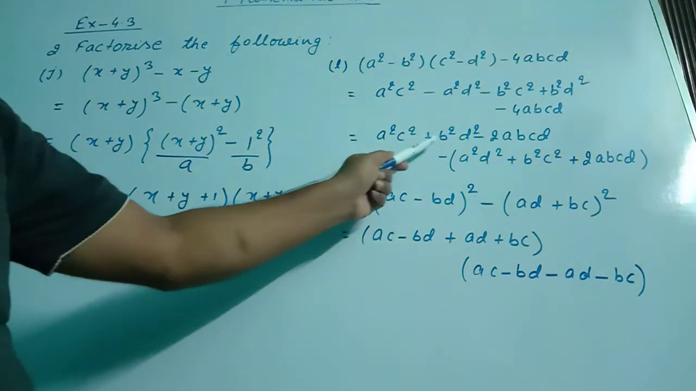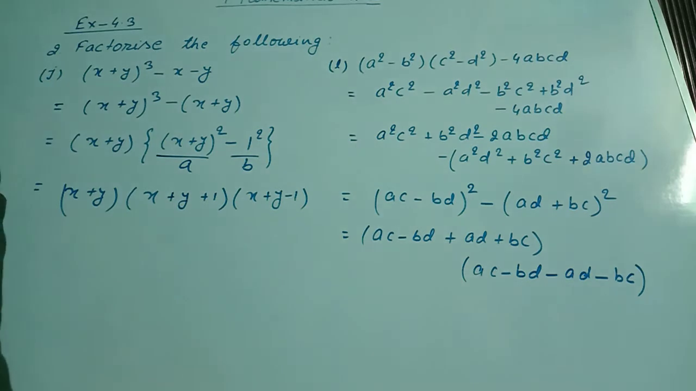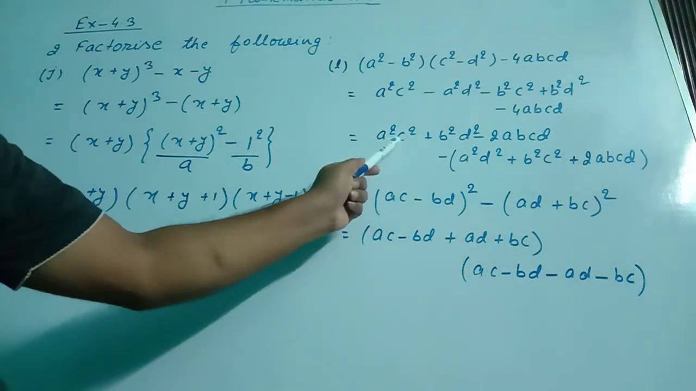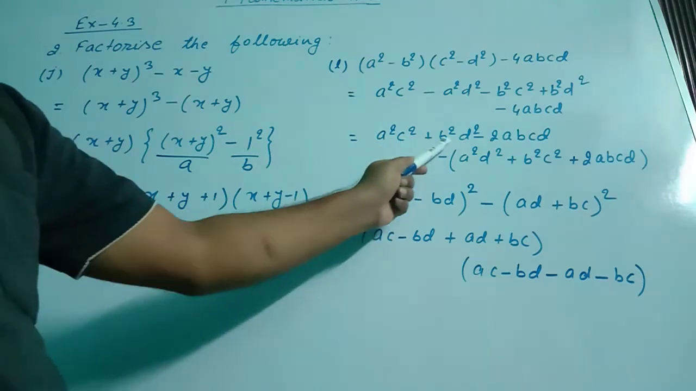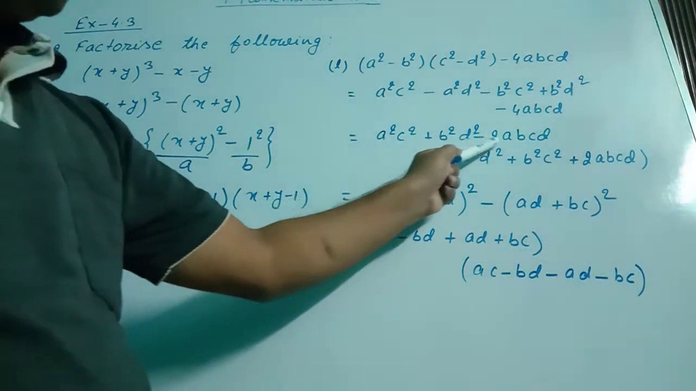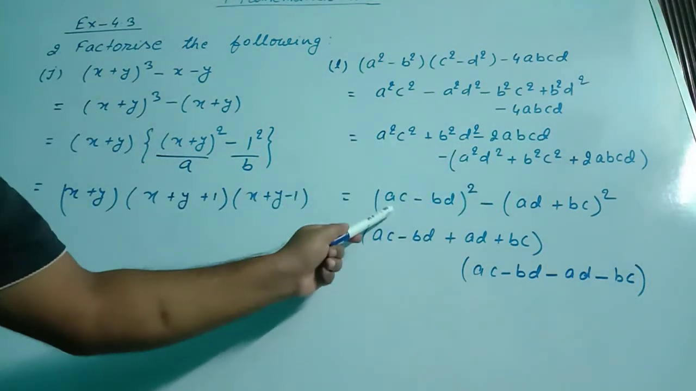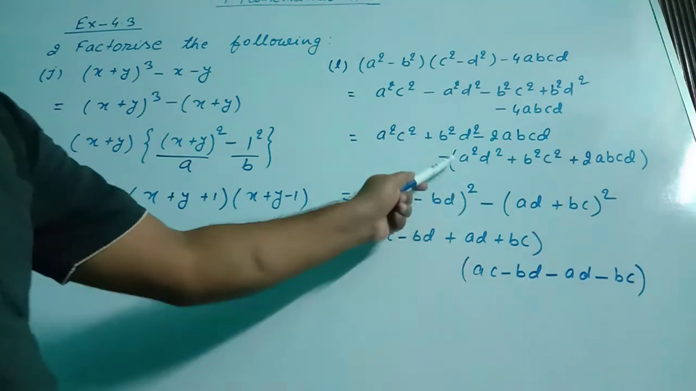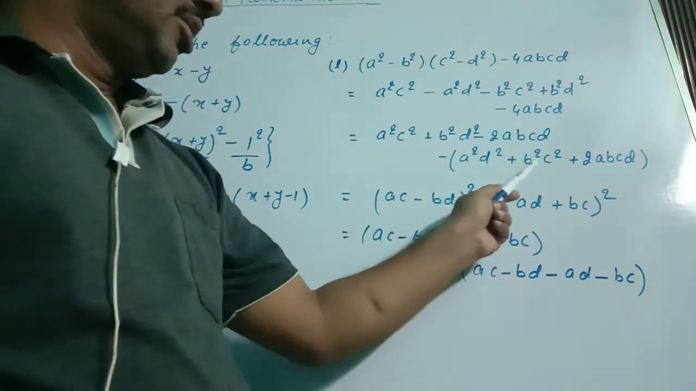This is in the form of a² + b² − 2ab, which is equal to (a − b)². Here a is ac and b is bd. So this expression will be written in the form of (a − b)². For that I wrote (ac − bd)², and minus came here. This expression will be written as (ad + bc)².